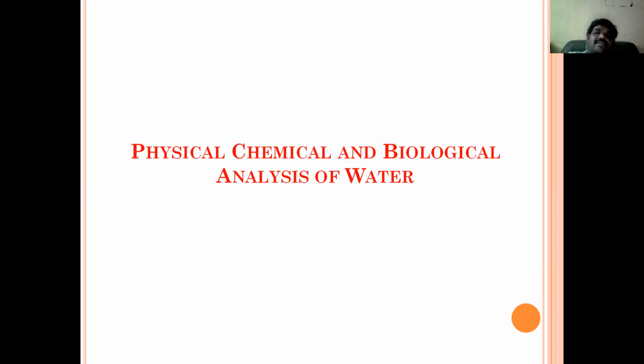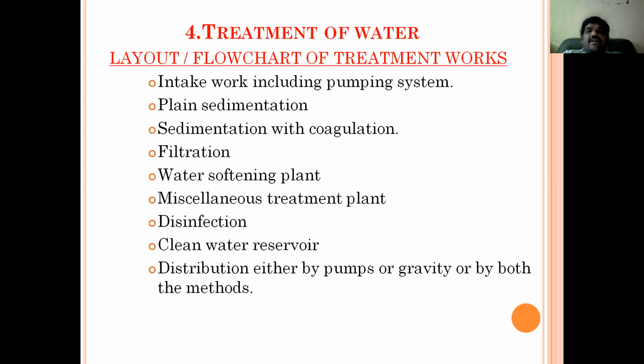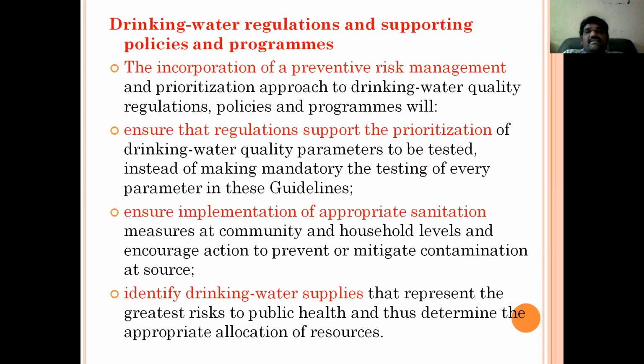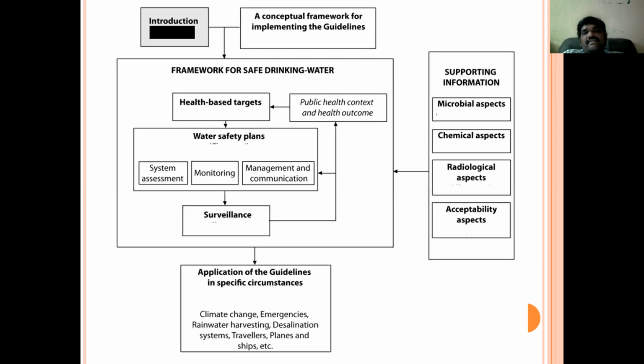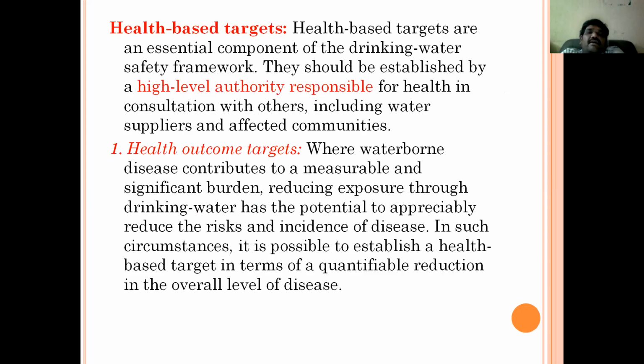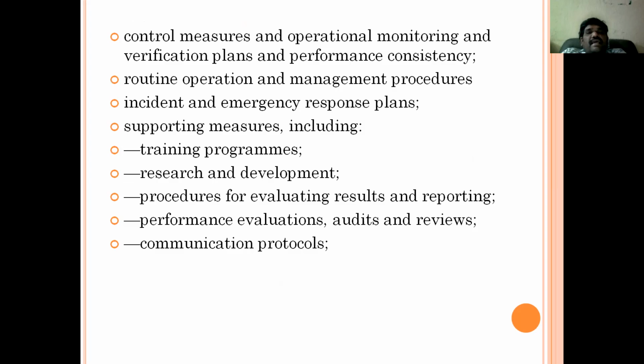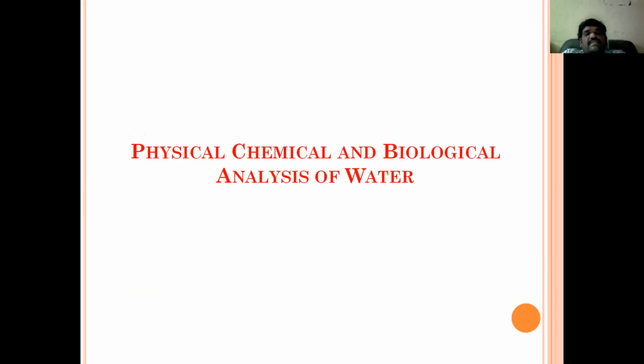This physical, chemical, and biological analysis of water, somehow we learned in the manual. See, treatment of water: the layout or flow chart of treatment of water. See, we entered into the fourth unit. All these are the WHO guidelines you must learn. Here only ISO standards, characteristics of water, WHO standards, and the next one is analysis of water: physical, chemical, biological analysis of water. Somehow you learn through the materials.